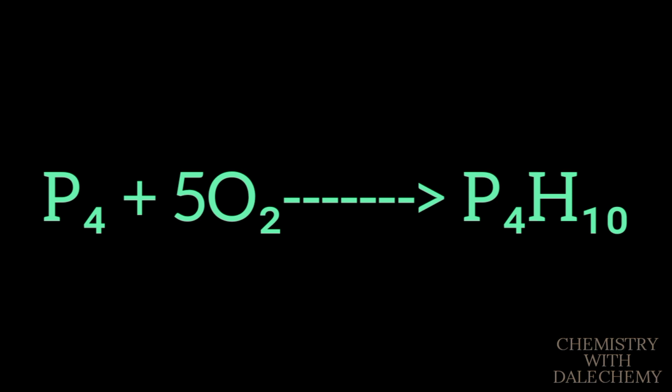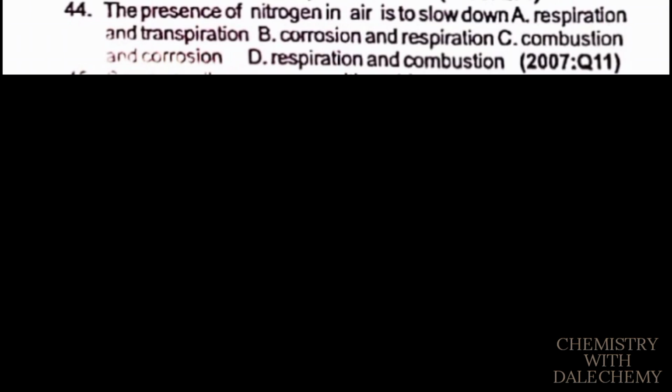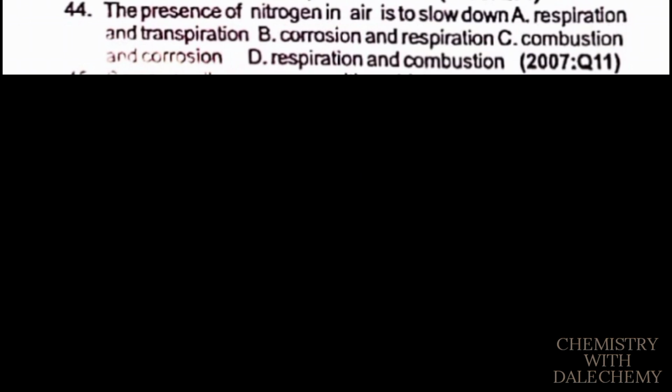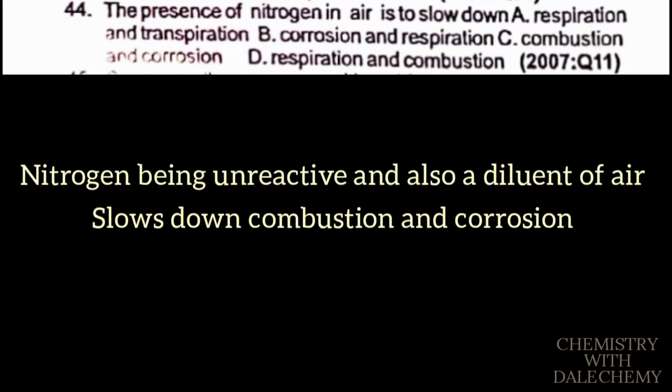And the next question is question 11 of 2007. The presence of nitrogen in air is to slow down. Now with air, combustion reaction can occur as well as corrosion. And you know that the percentage of nitrogen in air is quite bigger than that of the oxygen that is required for combustion and corrosion. So which means nitrogen acts as a diluent of air. It dilutes the air, which means it slows down the combustion reaction and that of the corrosion. So option C is the correct answer.